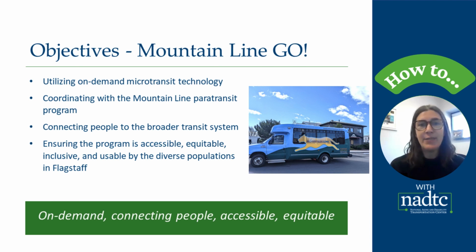First, for the objectives of Mountain Line Go, our microtransit program, the main goals are to utilize on-demand microtransit technology, coordinate with our paratransit program, connect people to the broader transit system, as well as ensure the program was accessible, equitable, inclusive, and usable by the diverse populations in Flagstaff. So these really were the guiding principles throughout our planning process to develop this microtransit program.